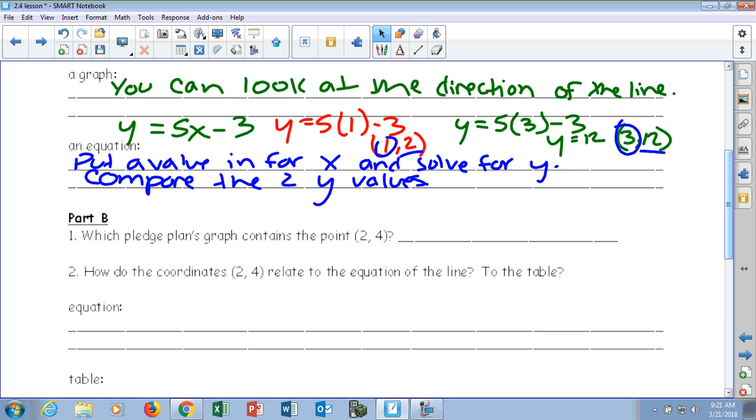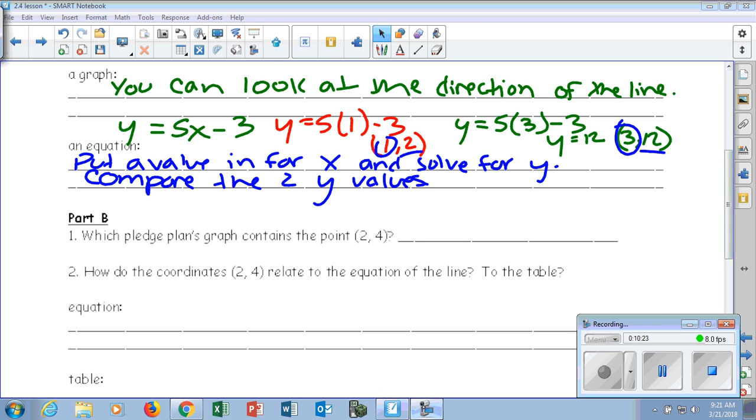Part B, which pledge plan's graph contains the point 2, comma 4? With your shoulder partners, we have tables, we have graphs, and we have equations that we did from yesterday. You can use any of those three to determine whether your coordinate 2, comma 4 is on that line. Is it on the line with plan 1? Is it on the line with plan 2? Or is it on the line with plan 3? About 2 minutes sound okay?